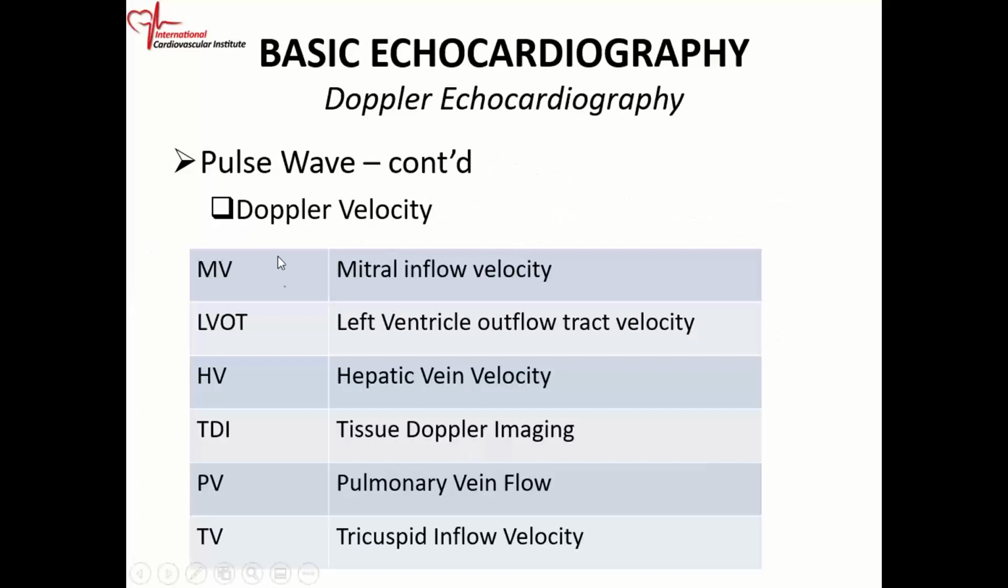And these are the different velocities that we use pulse wave Doppler to measure, relatively low velocities, as we said before, velocities of the order of 1.5 to 2 meters per second. So the mitral inflow, the left ventricular outflow tract, the hepatic vein, tissue Doppler imaging, pulmonary vein, and tricuspid inflow velocity.